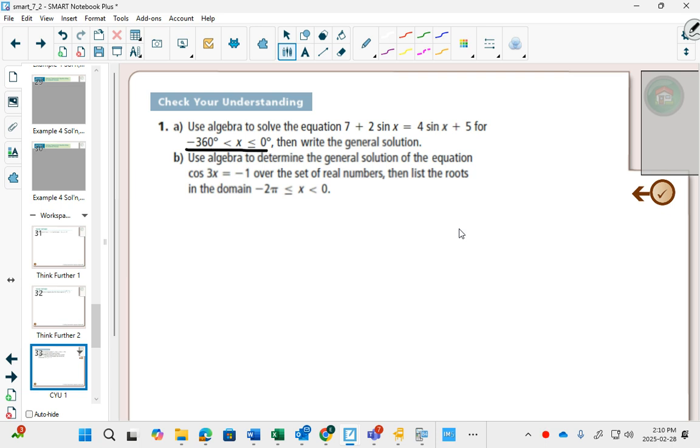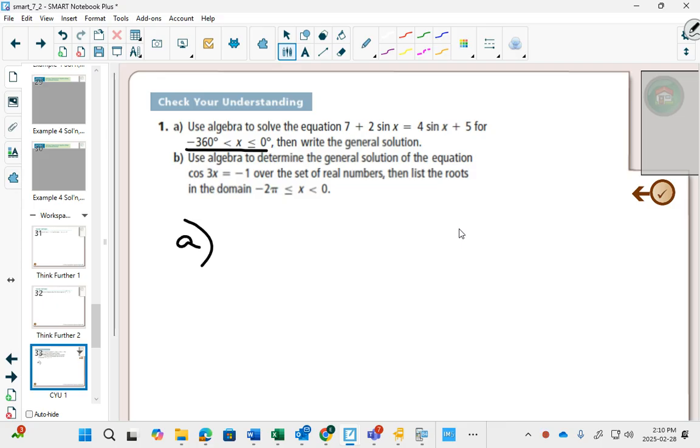This part right here, think about your pie plate, it would still start at 0, but to negative 360 would be once around in the opposite direction, right? So you still have to use your CAST rule, you still have to find your reference angle, but now your answers will be negative angles once we're done. So what does that look like?